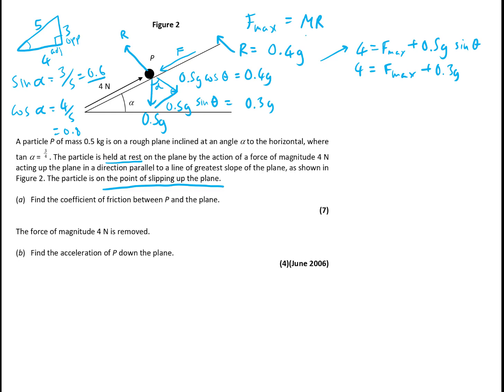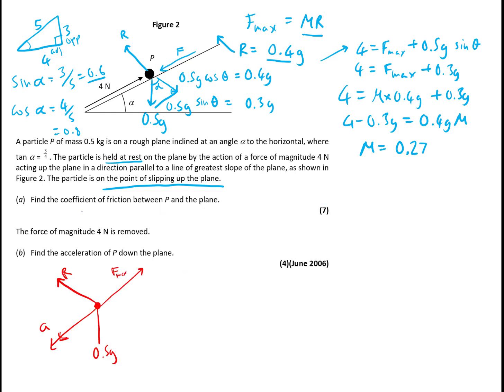So we substitute what this is, so we get 4 equals mu, and we have r from before, mu times 0.4 g plus 0.3 g. Now we resolve by doing 4 minus 0.3 g equals 0.4 g mu here, and you'll get mu to be approximately 0.27. So that's part A, quite easily done.